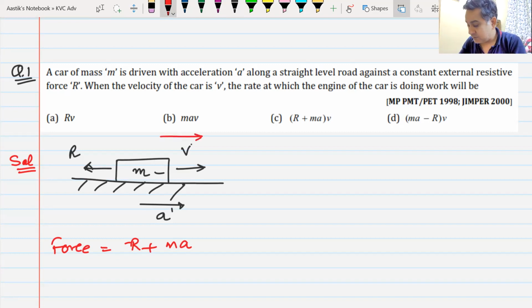If I say this is the force it is giving, F minus R will be equal to ma. Do we understand this? Yes or no? Yes, sir. That is your force, and you multiply it by V. That gives you your power. Yes or no? Yes, sir. Note this down, and I'll move on to the next question. Shall I move on to the next question?